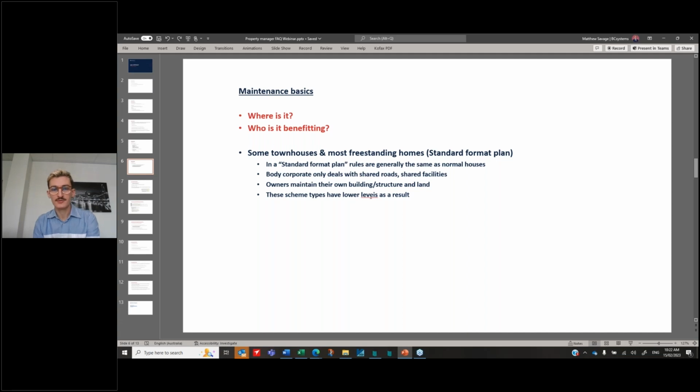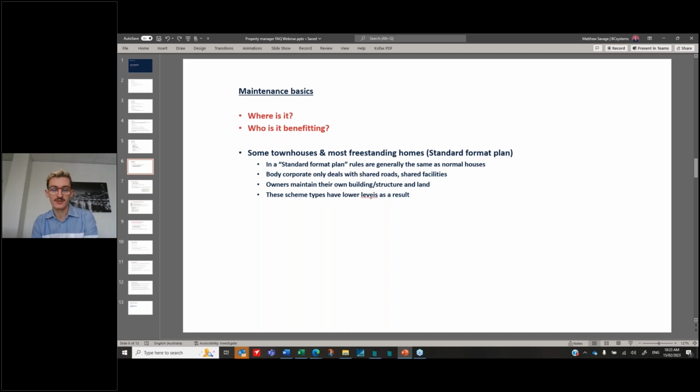So that standard format plan, building format plan is a big distinction, and you can't tell by just standing out the front of a place and looking at it. You've got to look at the plans and look at the documents for that particular body corporate and understand which type of plan it is. A body corporate manager will be able to tell you if you call them. It is the body corporate manager's job to know what those distinctions are and apply those rules accurately.